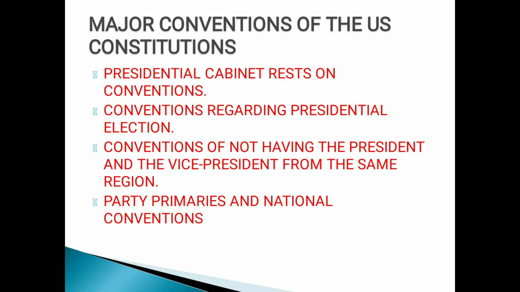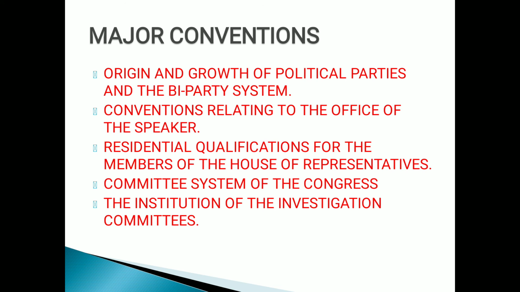This has happened due to the emergence of political parties and their ways of doing things. Next, origin and growth of political parties and the bi-party system. The origin and growth of political parties and the bi-party system is possibly largely due to the emergence of several conventions. Right, children? Now here, there exists an intimate interdependence between the constitutional institutions, Congress and presidency, and the extra-legal institution, political parties. This has been based upon conventions.